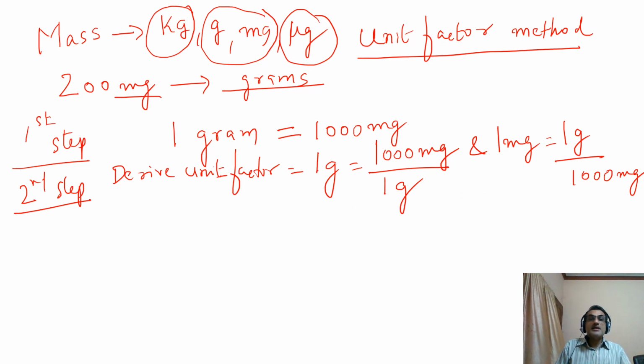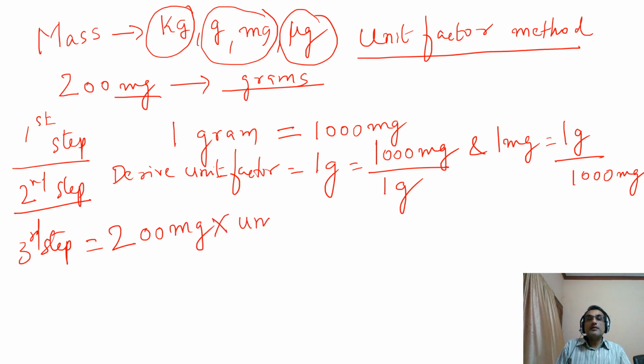Now the last and the final step, that is the third step. I will multiply this 200 milligrams with the unit factor. So here, when I am selecting the unit factor, among the two unit factors, as you can see here, one unit factor is 1000 by 1, another one is 1 by 1000 along with the units. I should select that unit factor which contains the same unit in the numerator. That means the desired unit, or the unit in which I require the final answer, is in grams.